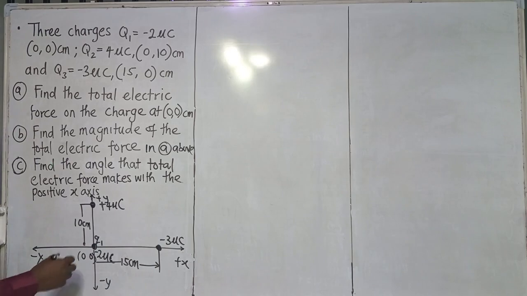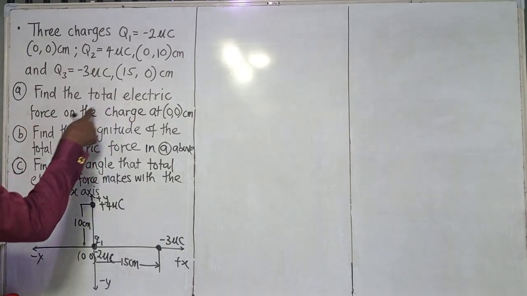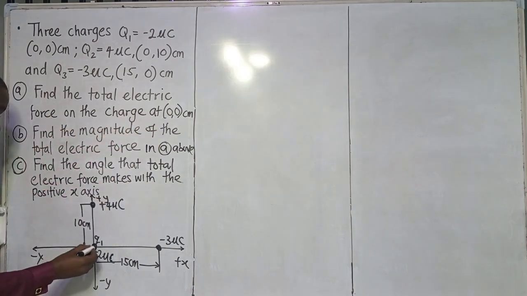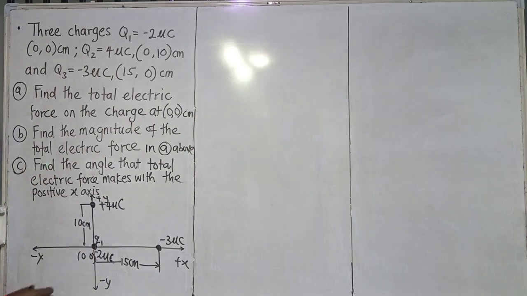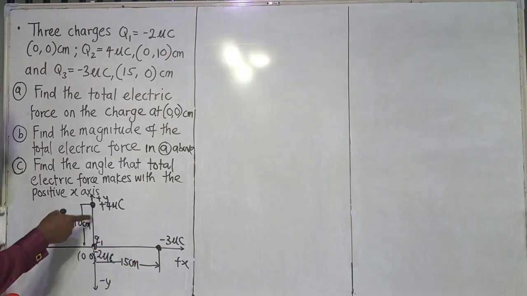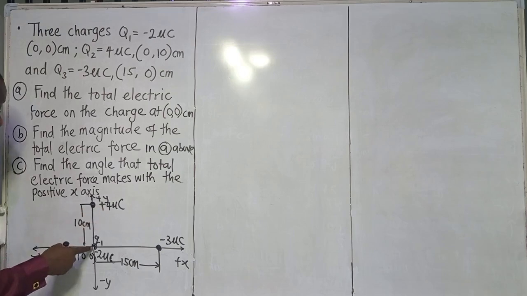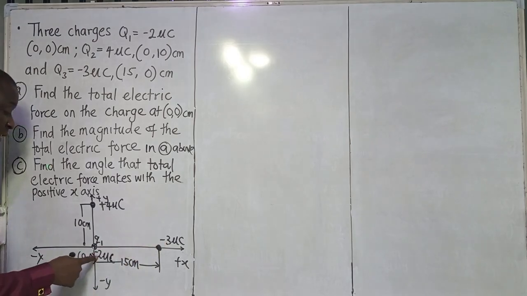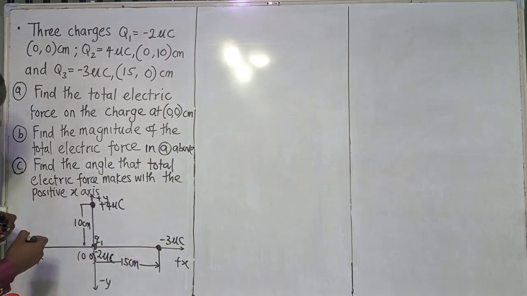Now, they said find the total electric force on the charge at the origin. So this is the charge at the origin, and we are calculating the net force on it. The net force will be the influence of this on this and this on this: the influence of 4 microcoulombs on minus 2 microcoulombs, and the influence of minus 3 microcoulombs on minus 2 microcoulombs. The two of them together will operate on this to give the net or total force.